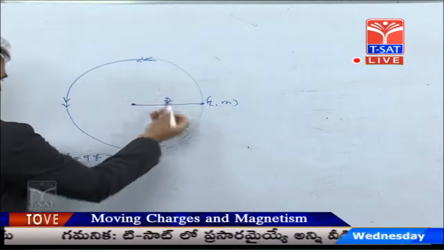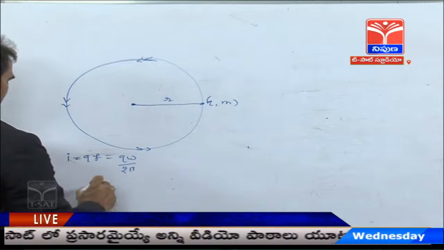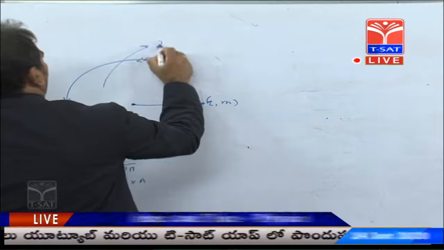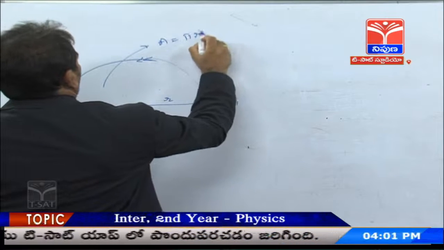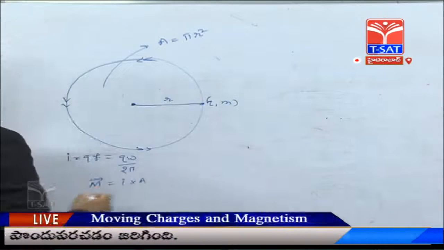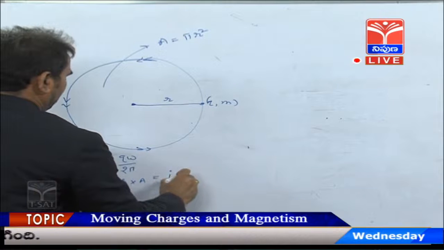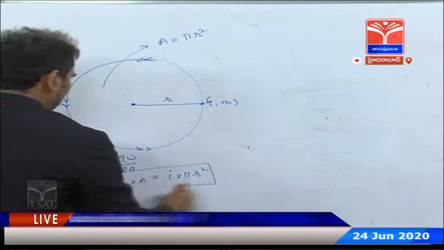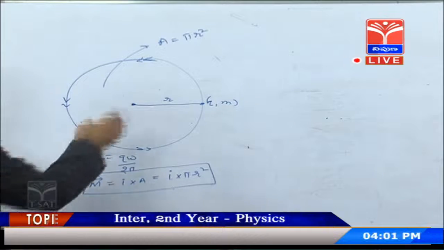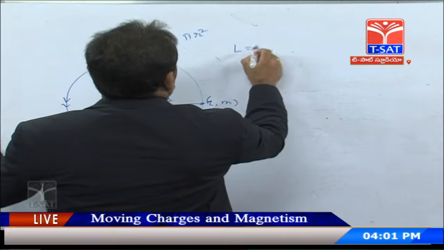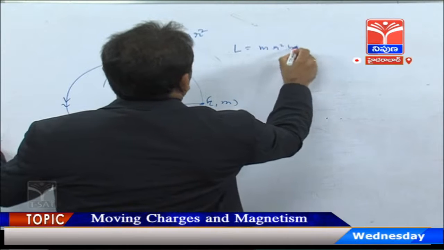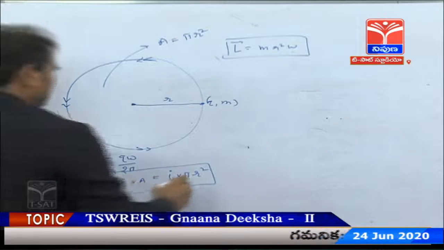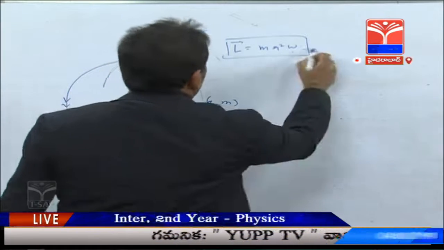So, the magnetic moment of this particle is given by m bar equal to I into A, where A is nothing but pi r square of this circular path. That is equal to I into pi r square. This is the magnetic moment of this particle. Next, its angular momentum is given by L bar equal to m r square omega. Let this be equation number 1 and this equation number 2.